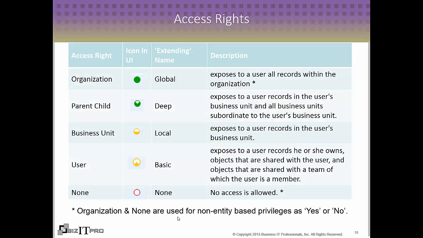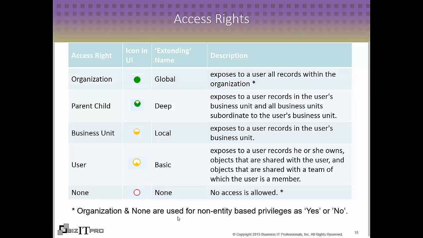Here's an example of access rights. Organizational level allows the user to perform that privilege to all records within the organization. Parent-child access rights allow the user to access all the records that are owned within the user's business unit, as well as owned by anyone in business units that are subordinate to that user's business unit.